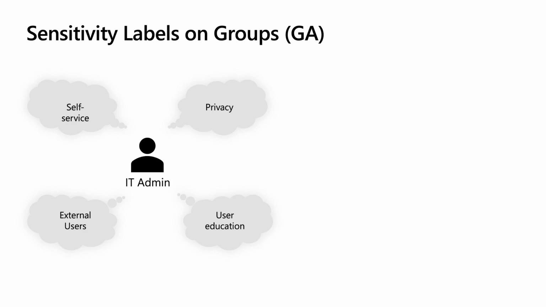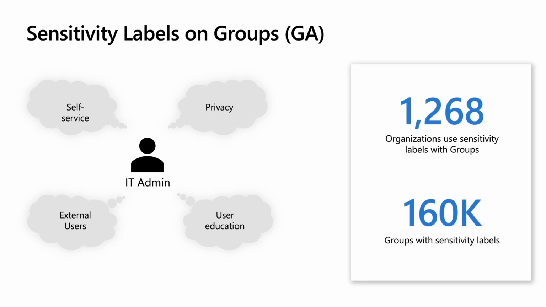You can solve this problem by using sensitivity labels, also known as Microsoft Information Protection Labels or MIP labels. Using MIP labels, you can ensure both governance and seamless experience for your end users. And we are glad to announce that this feature is now generally available on Microsoft 365 groups. Even better, 1,200 plus customers have already onboarded to this feature on groups, and over 160,000 plus groups have been created with these labels so far.